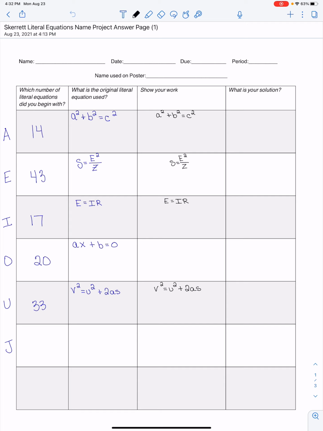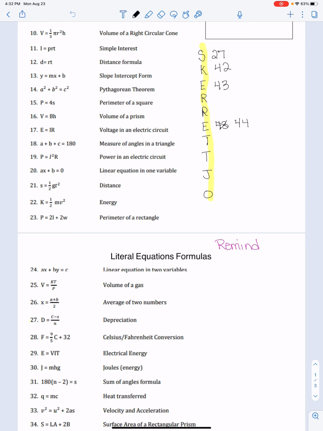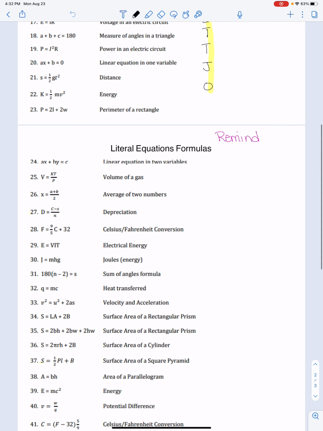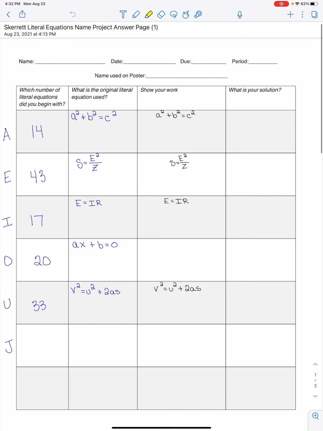I've already picked these same ones that we used in class. 14, 43, 17, 20, 33, and I've put down J on here on purpose, okay? So equation J, let me go back because that's kind of important. Equation J was equation 30, okay? This one here is the only one with a J in it, and it's, for me, unfortunate, for you, fortunate, that it's already solved for J. So I'm going to go back to the worksheet, and I'm going to look at the one that's J. So if you have a J in your name, this one's for you.